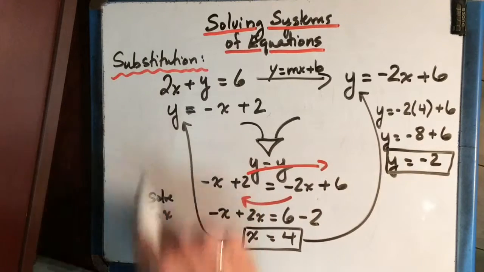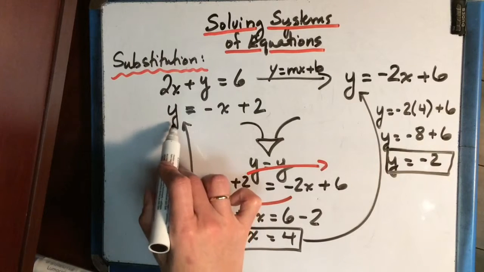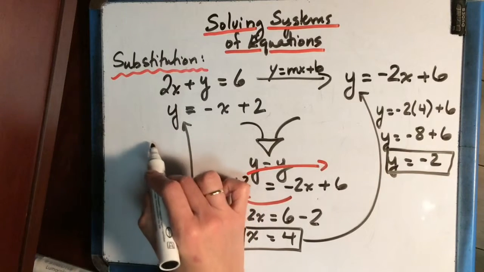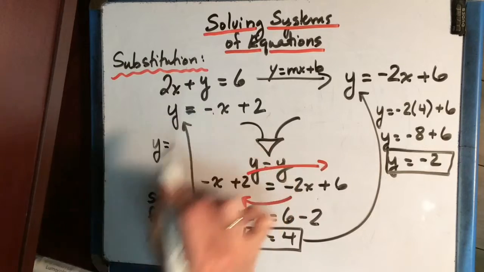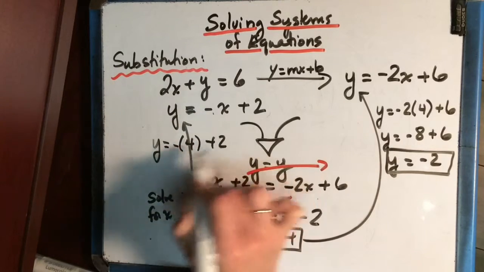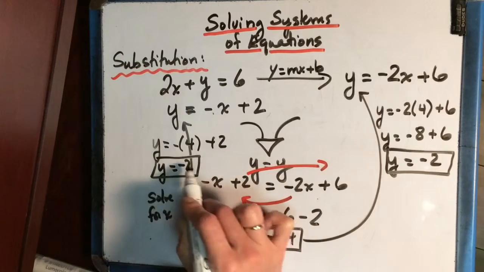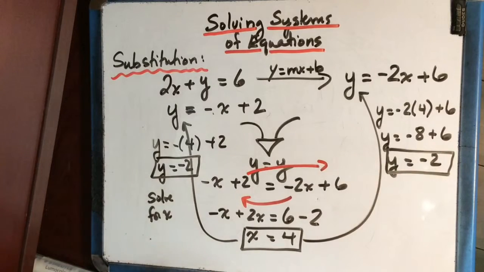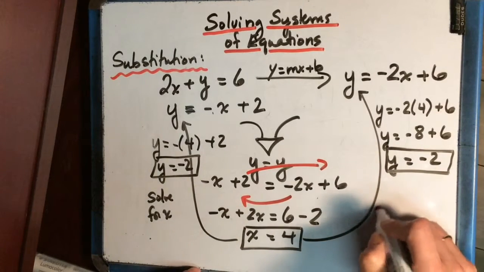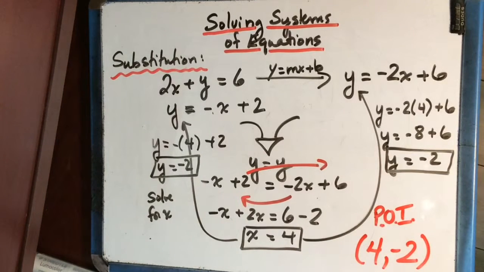Now let's do it on this side just to make sure that we did this right. Okay? If I plug it into here, I've got y is equal to negative, and then the 4 goes here, plus 2. Negative 4 plus 2, y is equal to negative 2. And so I can see that I got the same answer. And therefore, we have been successful, and we can say that the POI is 4 and negative 2. This is where both equations cross each other at the same point.